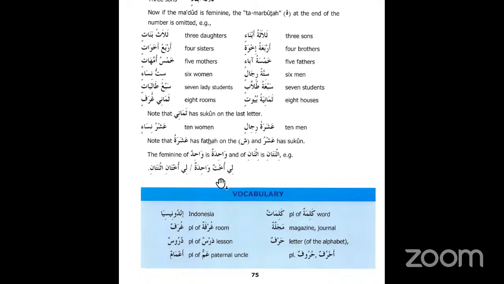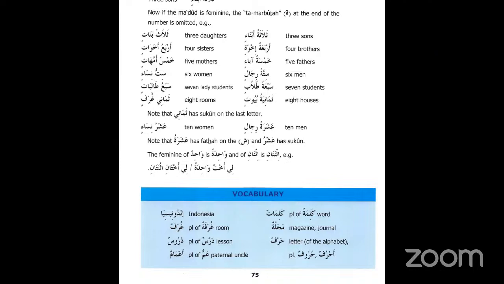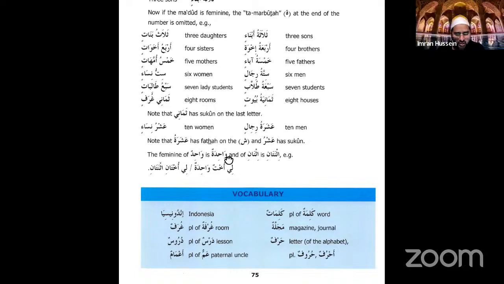The feminine of wahid is wahida and ithnan is ithnatan. So ithnani, ithnatani. Then the example: li ukhtun wahida, li ukhtani ithnatani. Excellent. Jazakallah.